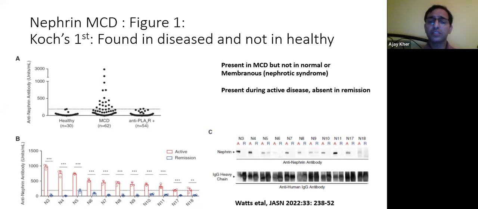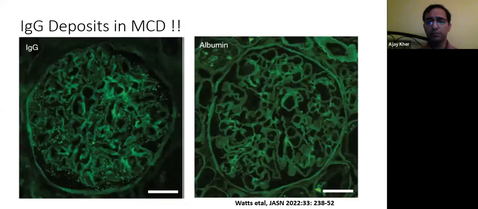The other part is it's present during active disease, absent in remission. So again, trying to prove some of Koch's postulates as well as the Bradford Hill criteria. And then serum precipitates nephrin from the glomerular extract. Again, that this is specific to the glomeruli, and there aren't other antibodies in the same patients as well.